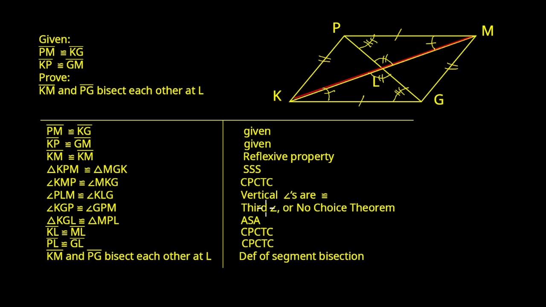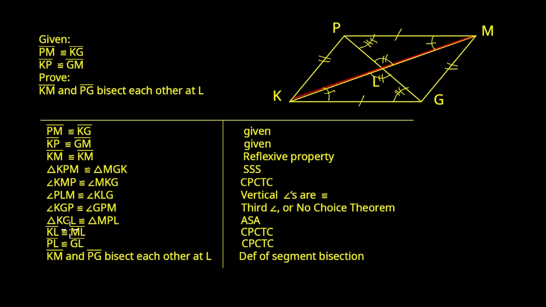The reason for that is the third angle or no choice theorem. The other two angles in these two triangles are congruent, so the third angle must also be congruent because triangles add up to 180 degrees. Next, triangle KGL is congruent to triangle MPL. Triangle KGL and triangle MPL. ASA, angle side angle, two angles and the included side.